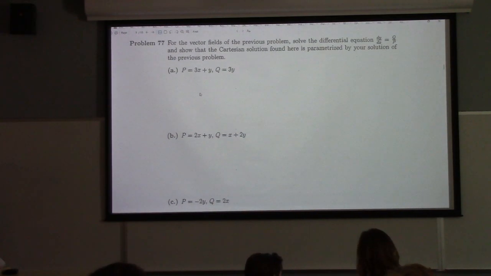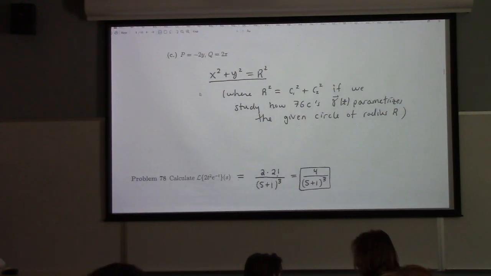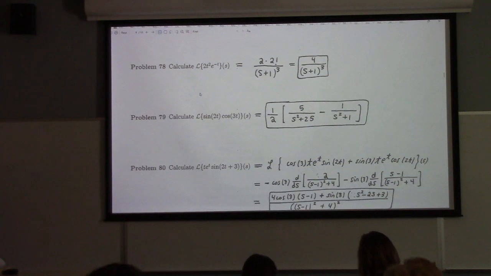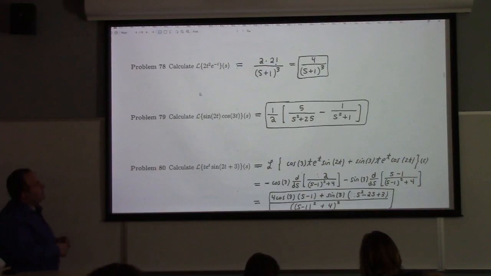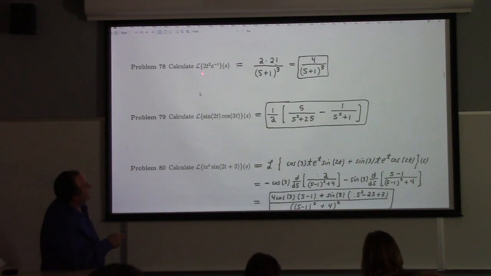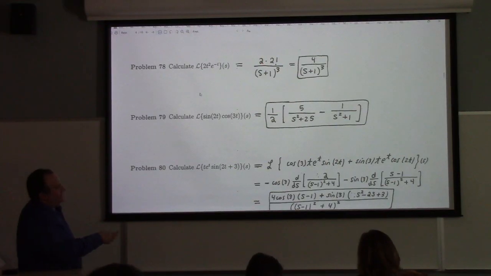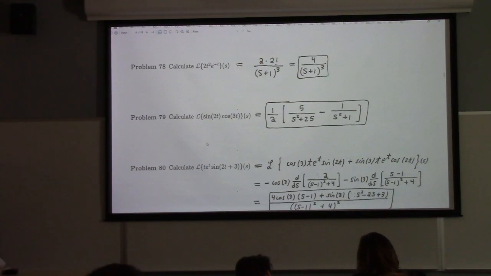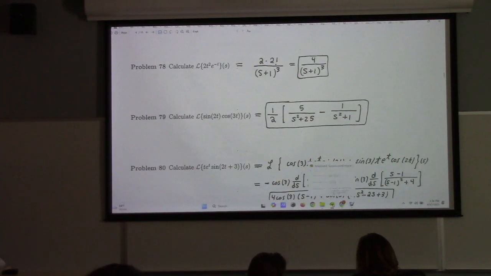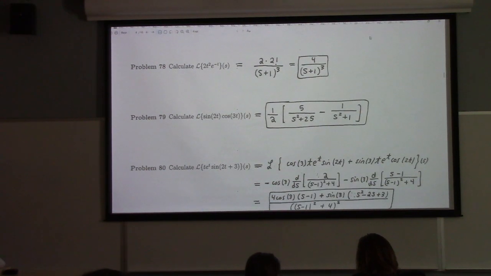I'm punting on part A and B for now. Some of these we can just straight do, right? Like the Laplace transform of t squared e to the minus t is like that. To show you where I'm getting that, let me see if I got it open.